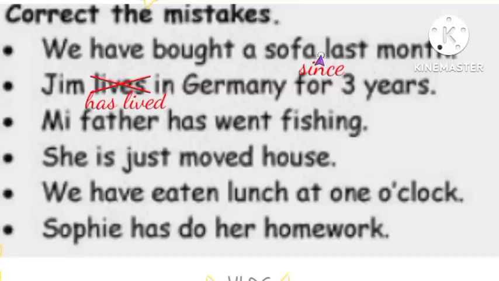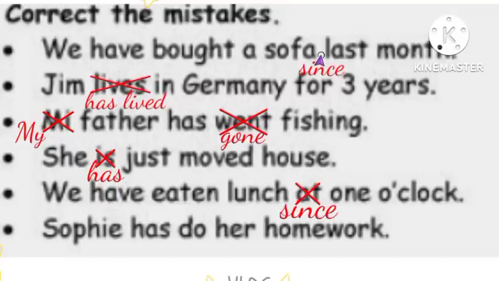And number 3, my father has went fishing. Good, we correct it: my father has. This is not went, but verb 3, go become gone. Has gone fishing. My father has gone fishing. And then number 4, she is incorrect. Incorrect if it has just moved house. And then the next question, we have eaten lunch since 1 o'clock, not at 1 o'clock. And then the last question, Sophie has do her homework. This one is the incorrect one. Very good, do. Verb 3 of do, done. So Sophie has done her homework.